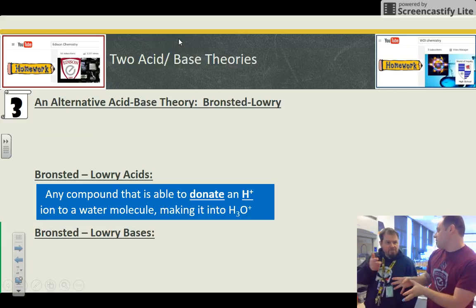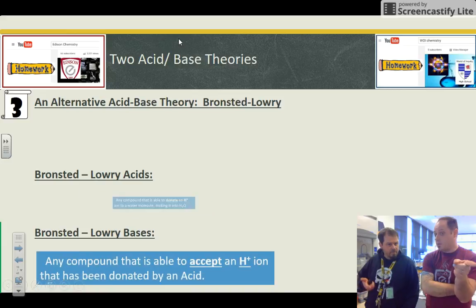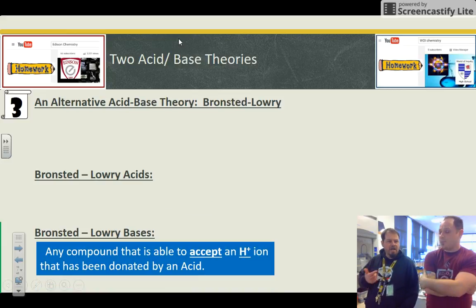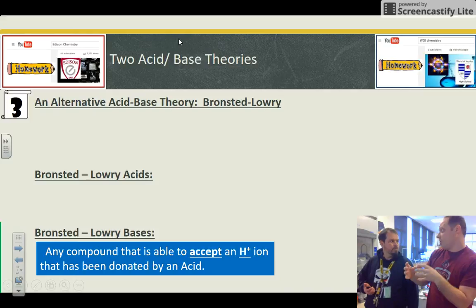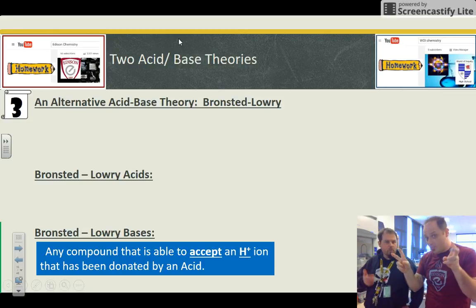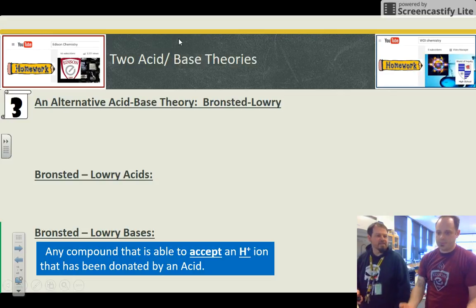This part of the definition doesn't deviate much from Arrhenius, but this part does. Now any compound that is able to accept an H plus ion that has been donated is a base. So you don't have to have OH in your formula to be considered a base. As long as you're soaking up the hydrogen ion that another molecule gave, you're considered a base. That works with the old Arrhenius theory too, because the OH that came off soaks up that H plus from another molecule, making it an acceptor of H plus.